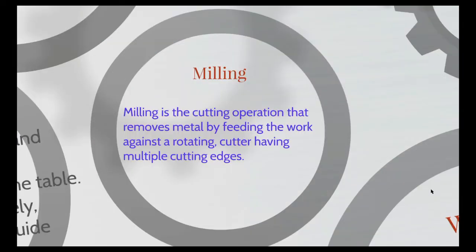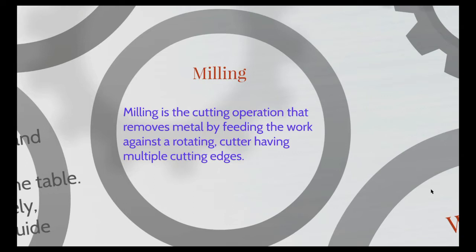Milling is the cutting operation that removes metals by feeding the work against a rotating cutter having multiple cutting edges. Or we can say milling is basically known as the most common type of machining process of removing the unwanted material from workpiece. Workpiece will be machined by feeding against one rotating cutter, and the rotating cutter will have a number of sharp cutting edges. Unwanted material will be cut away in small chips to secure the desired shape.